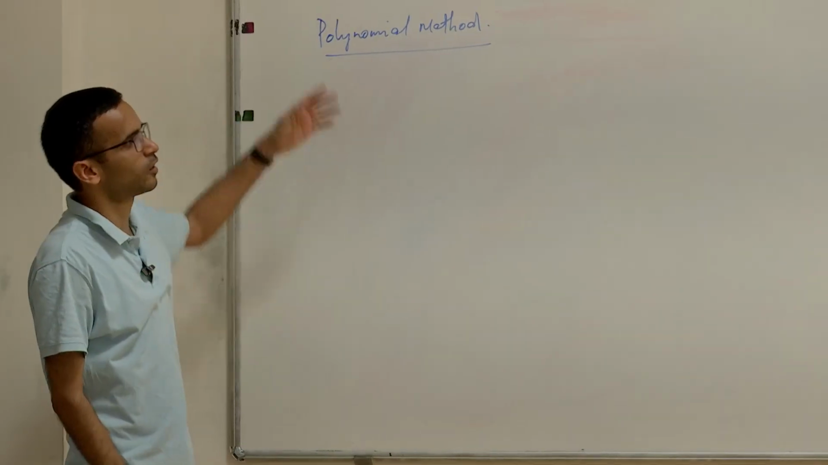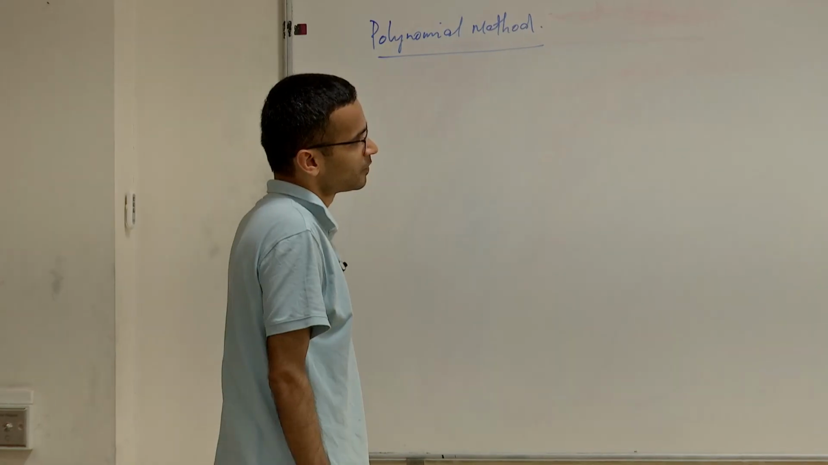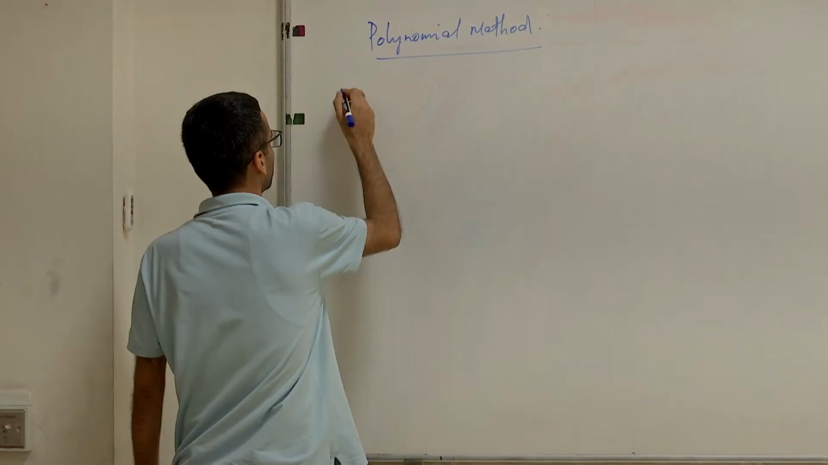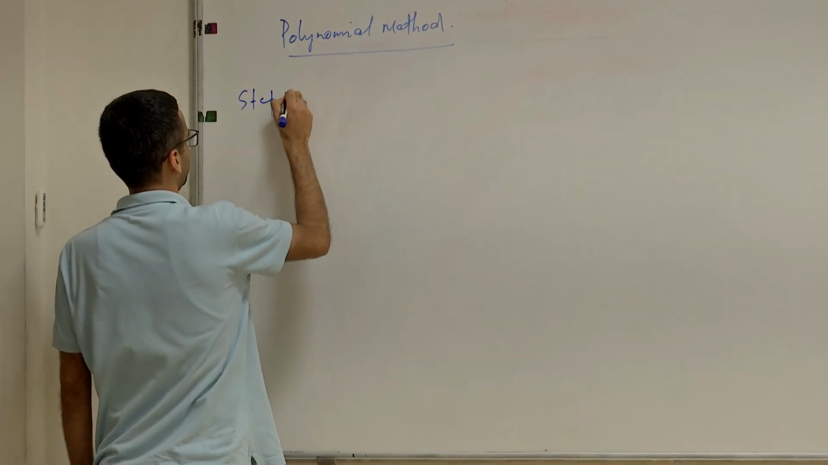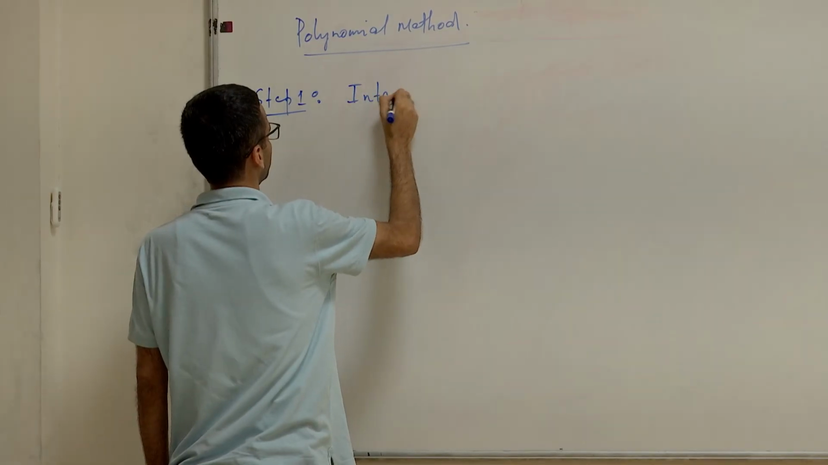We will see why it's called the polynomial method. But let me tell you what the main steps are. So the proof will be in 3 steps. Step 1, we'll call this the interpolation step.